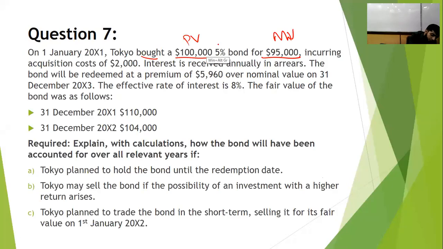Always remember, whenever we have a percentage over there, that is indicating the coupon rate. Whenever it is written that the company bought a 12% bond, 6% bond, or 5% bond, whatever the percentage given, that is the coupon rate.